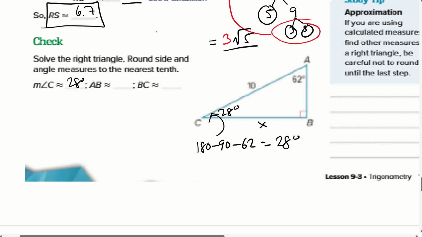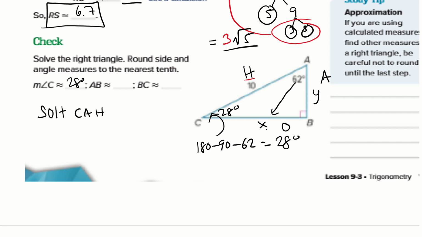So let's call this x and let's call this y. Let's solve for x first. We have opposite, adjacent, and hypotenuse. If we want to solve for x, we need opposite and hypotenuse. Which trig function has opposite and hypotenuse? It's got to be sine. So sine of 62 degrees, that's this angle there, equals opposite over hypotenuse, x over 10 in this case.